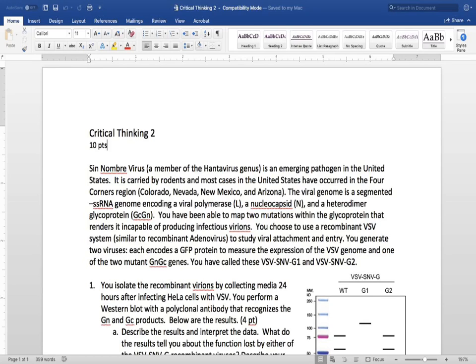Annie? Quick question. If it's segmented, then does it just create a single-stranded RNA for each one? It would have to, yes. Okay. Yes, absolutely.